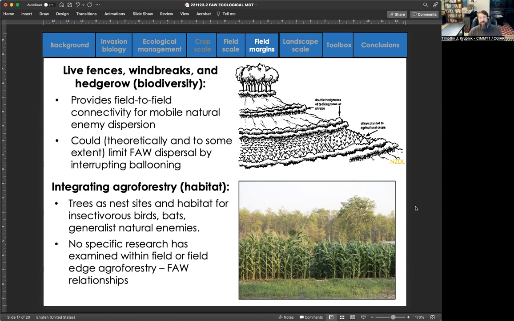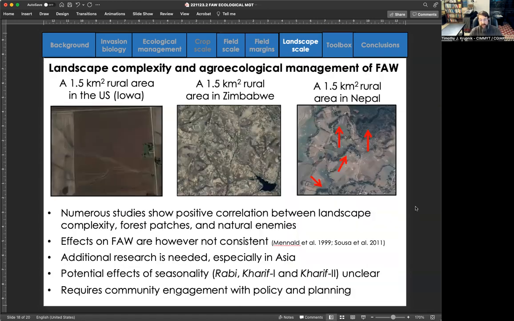There has been recent research, for example, that's found that at landscape levels, the results are somewhat idiosyncratic. At times there are benefits from management of landscapes, at times there are not. And what we also know within Asia is that no specific research has examined, to my knowledge to date, within-field or field edge agroforestry effects on management of fall armyworm. So that remains an area that would be important to look at.